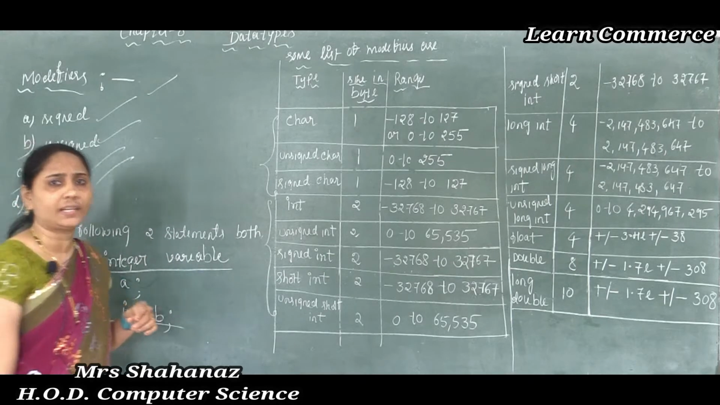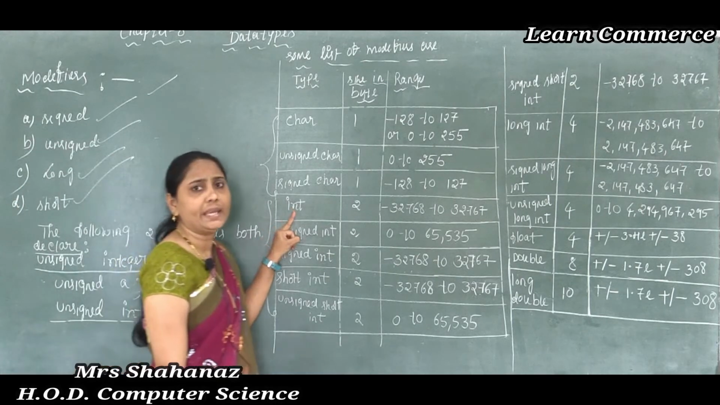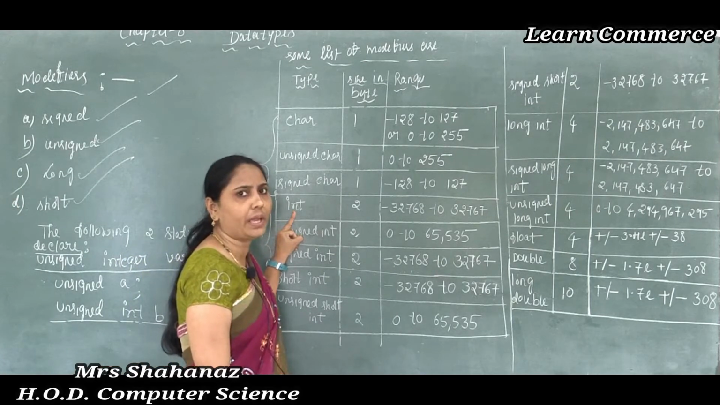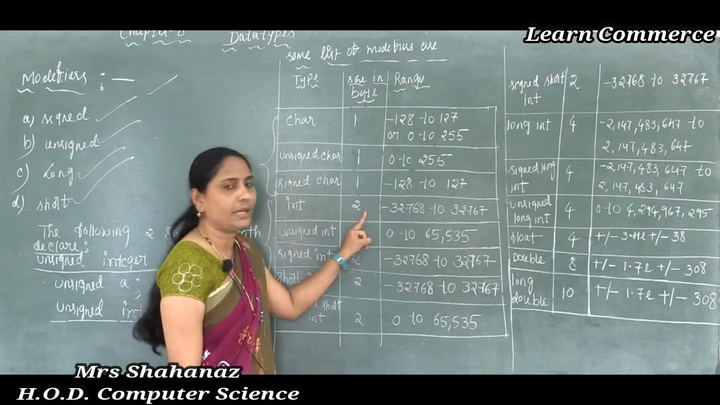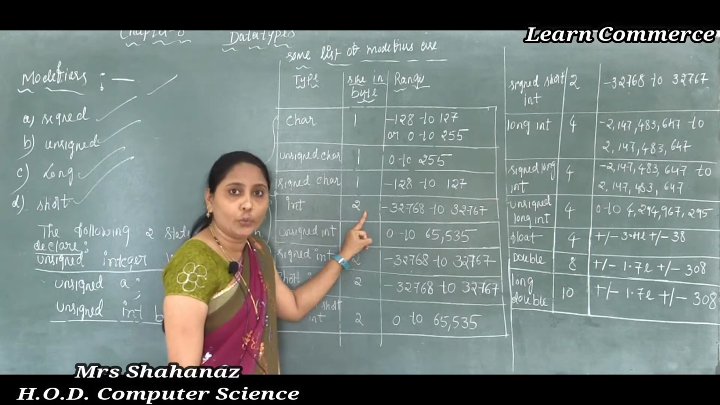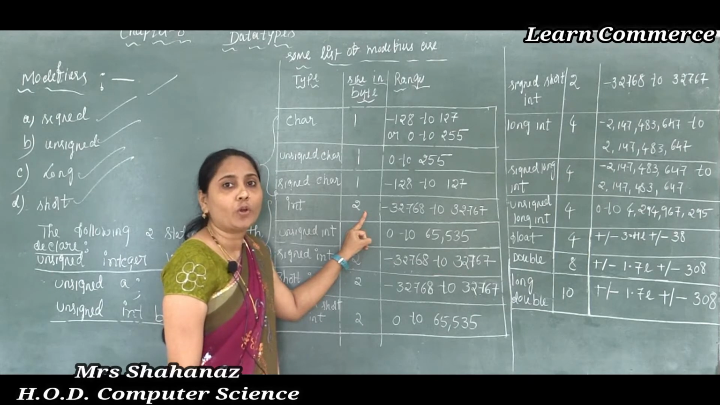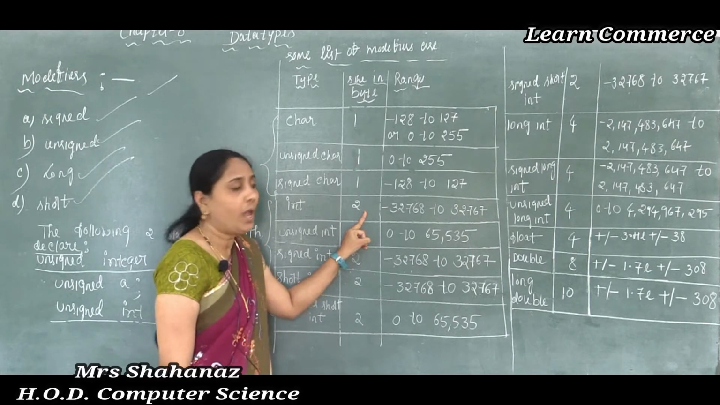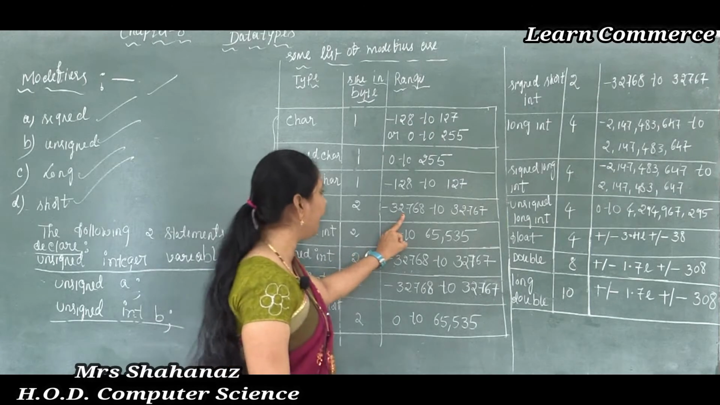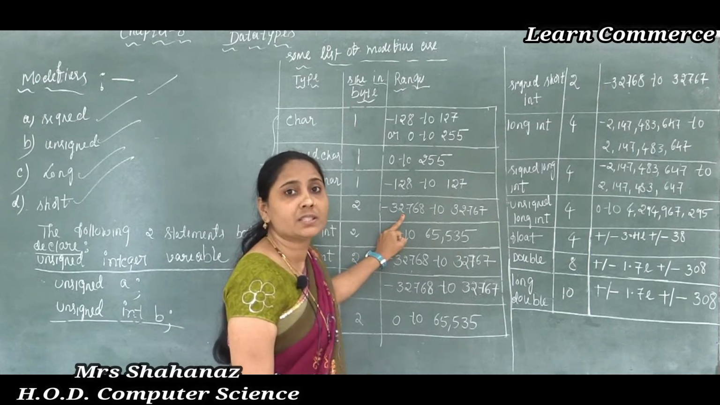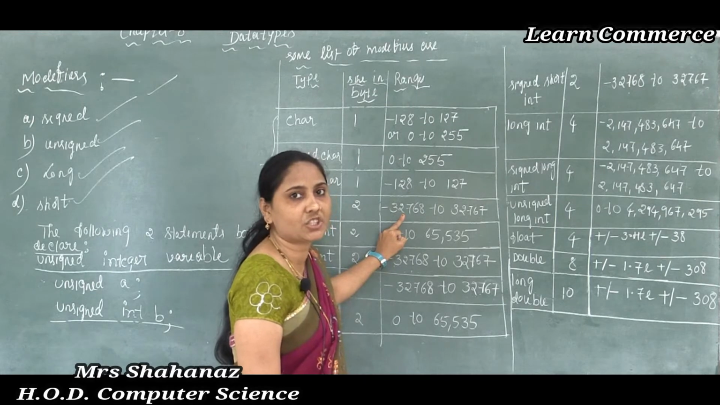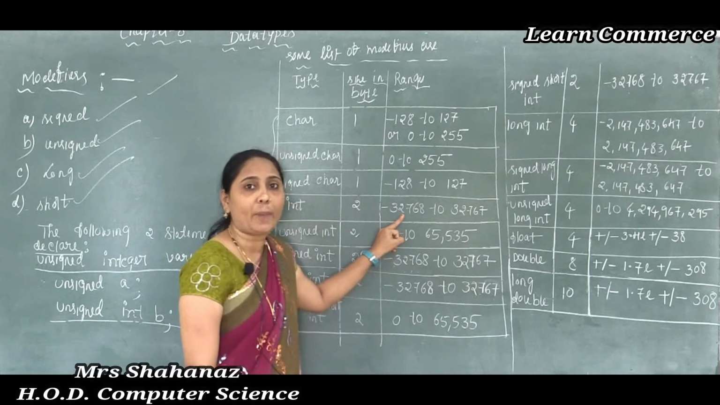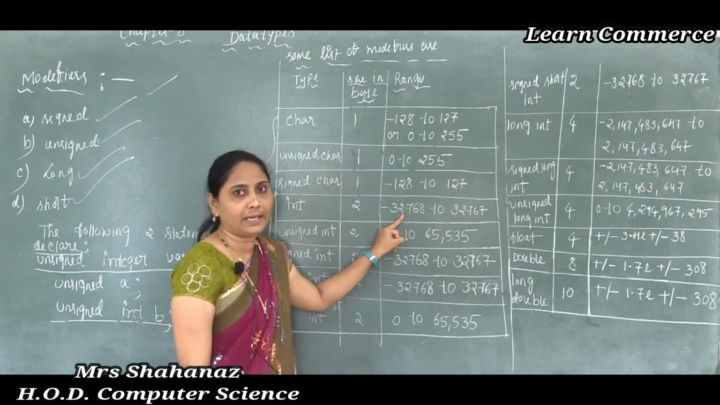The name of the next data type is int, as we know the spelling of int. And what about the size in bytes? The size in bytes is equal to 2 here, it occupies 2 bytes of memory space, correct? And next is the range of int, that is minus 32,768 to 32,767. It is the range of capacity of the int data type, okay.